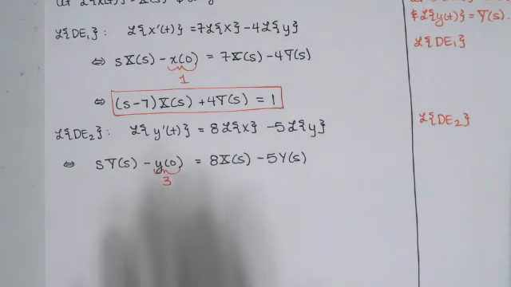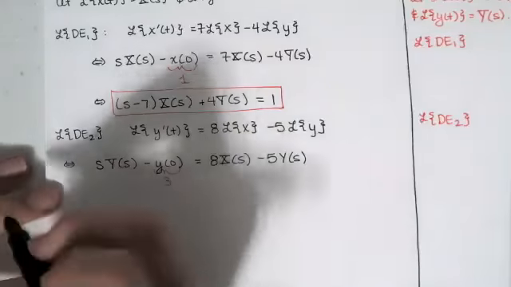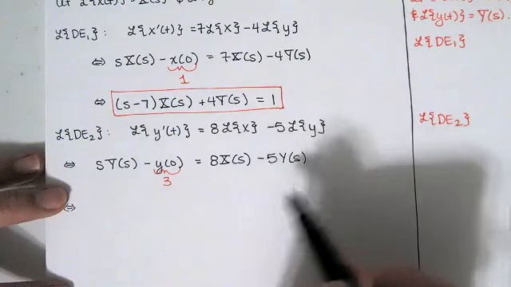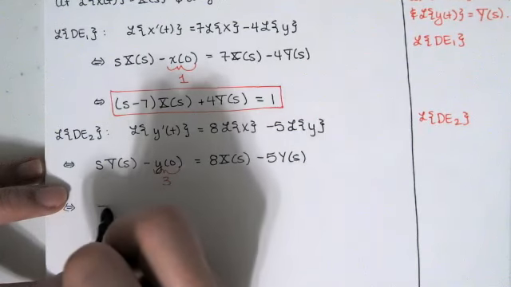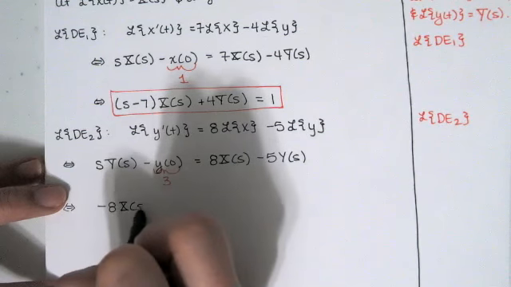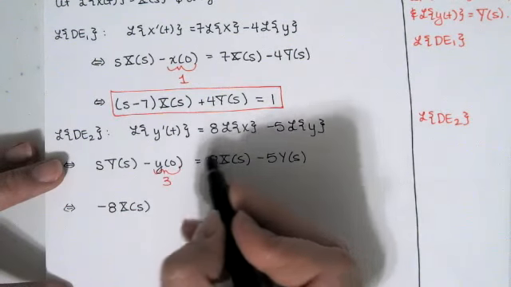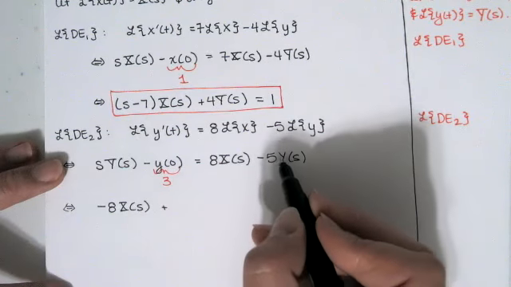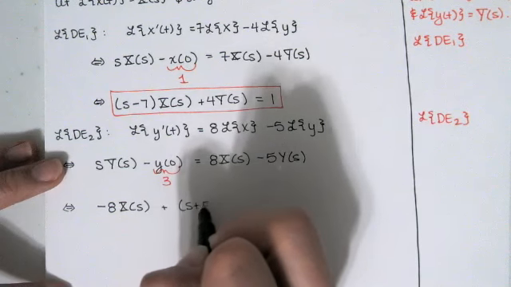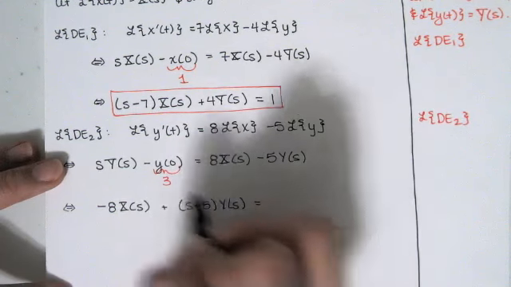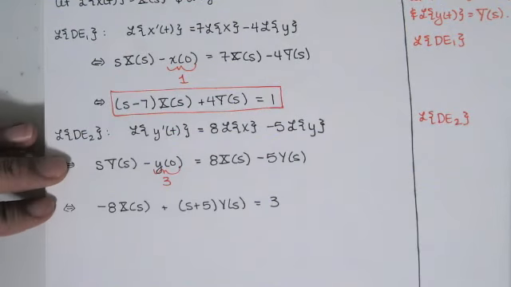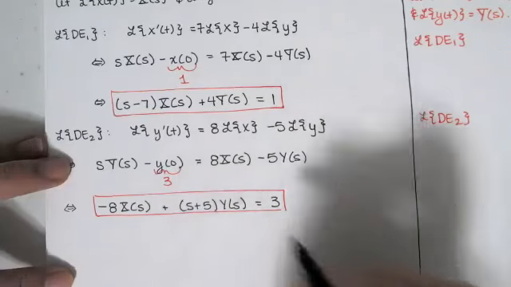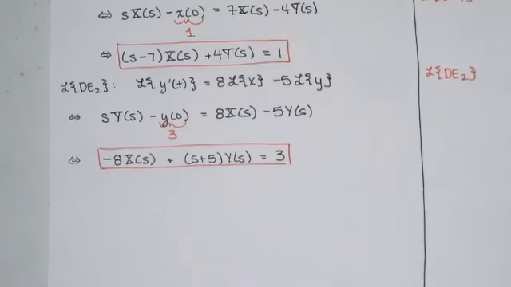And then I want all of the x's and y's on one side so that I can apply Cramer's rule a little bit. So I'm going to add this 5 times Y of s to both sides, and I'll subtract the 8 times X of s from both sides as well. So if I subtract this, I get that, and then the y's will have an s plus 5 if we add that to the other side. And then I'll add 3 to both sides, and I'll get that. And that's the Laplace transform of my second equation.